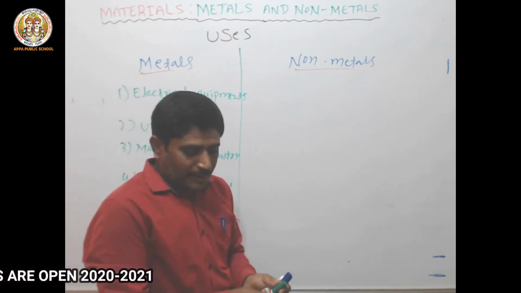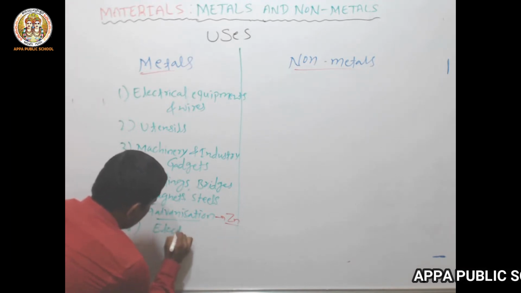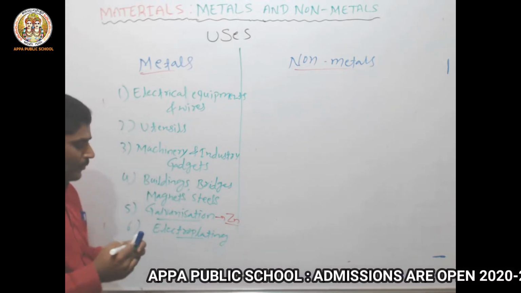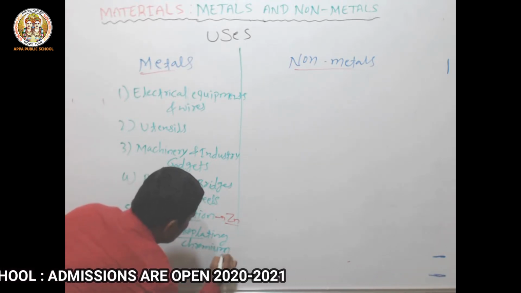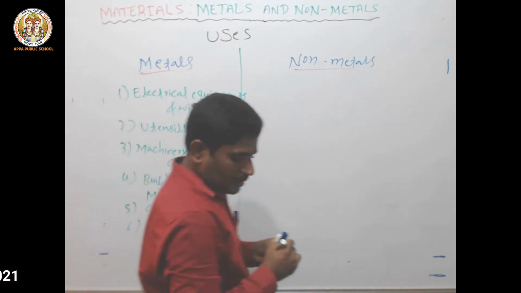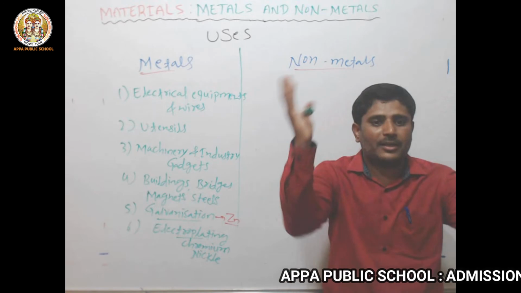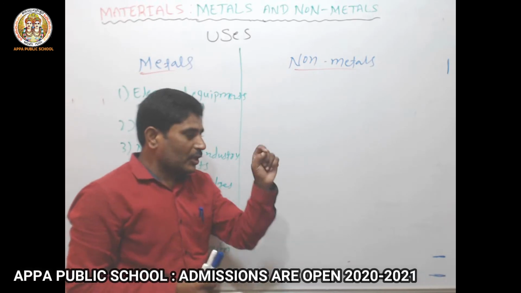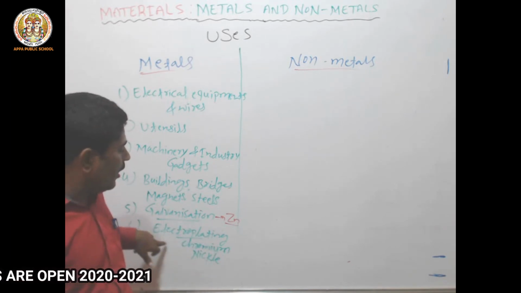Yes. Next point is what? Electroplating. One more process is there in electroplating. In case of electroplating, we are going to use the metals chromium and nickel. It means we are going to plate with the help of electricity. What is electroplating? It is a process in which we coat the metal by means of electricity. By means of electricity is called electroplating.